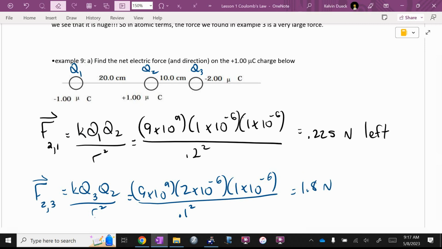Nicole, which way will charge 2 feel a force because of charge 3? Are they like or unlike? So they will attract. So charge 2 will feel a force in which direction because of charge 3? They're going to attract, right? So which way will this feel a force? Yes, don't overcomplicate it. To the right.